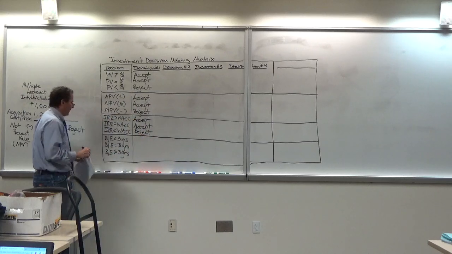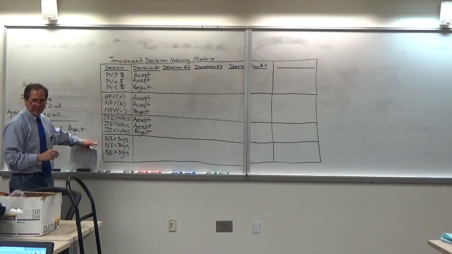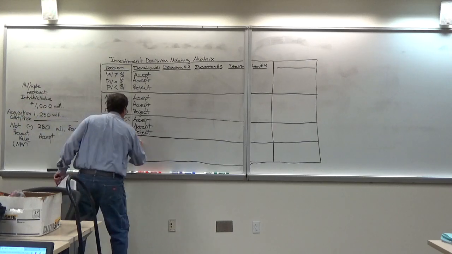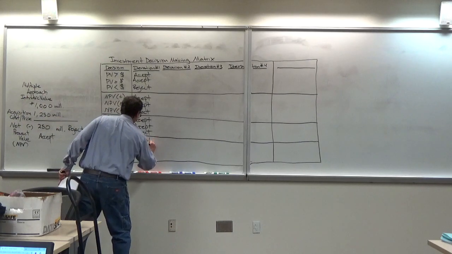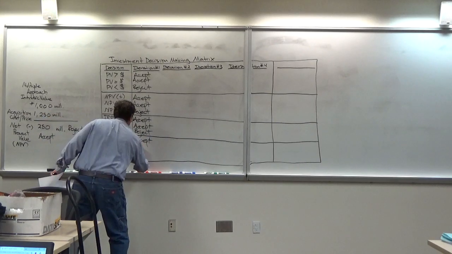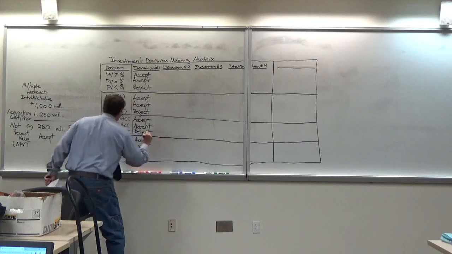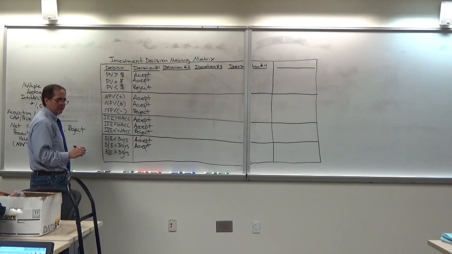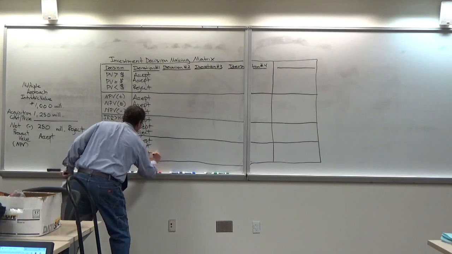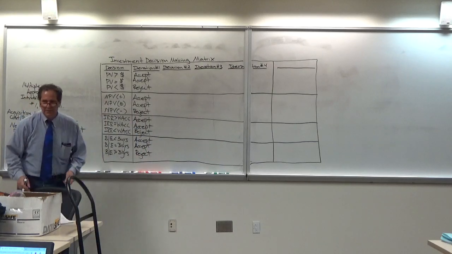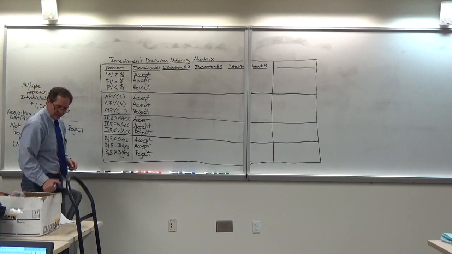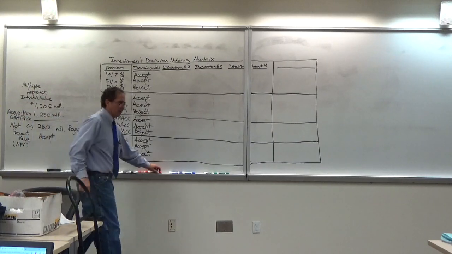If I can break even on this thing in less than 3 years, do I accept or reject? Accept. When the break even is 3 years, do I accept or reject? Accept. And when the break even is greater than 3 years, do you accept or reject? Reject. So do you get it? It's a decision rule. If you know one, then you know the other 3. So that's what's going through our minds here.